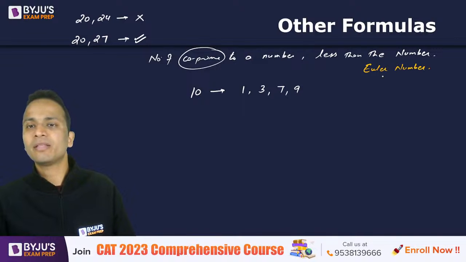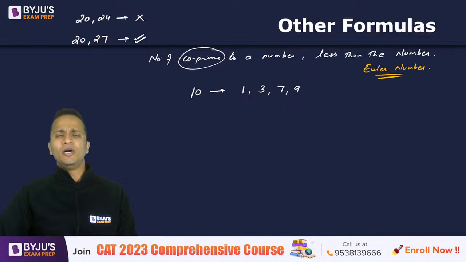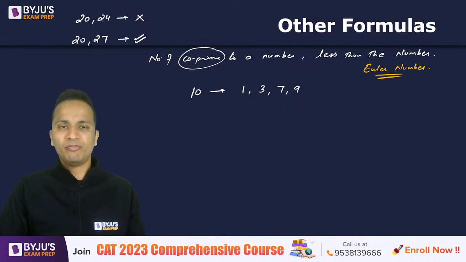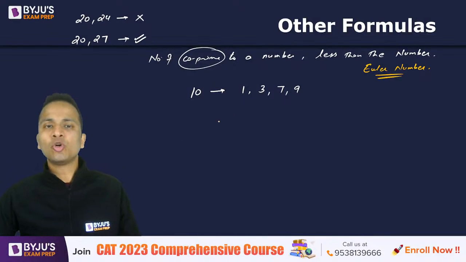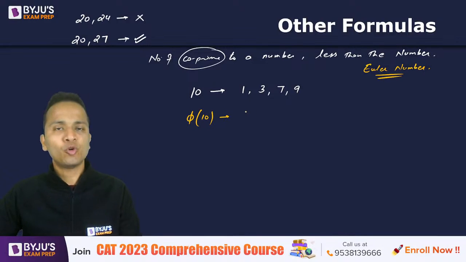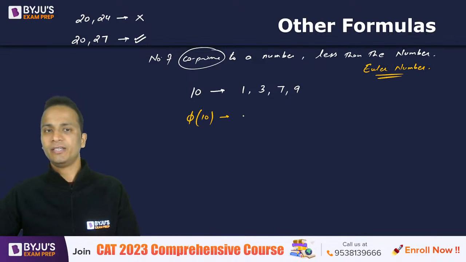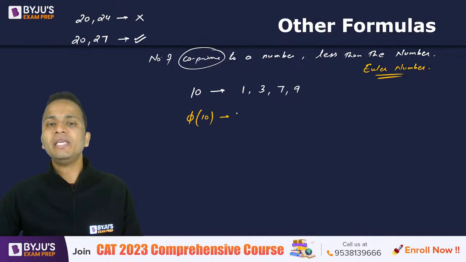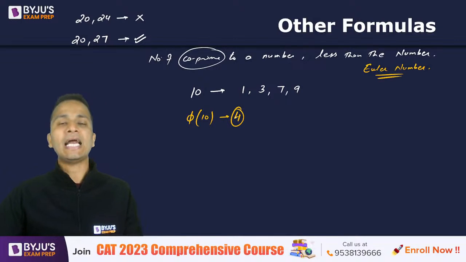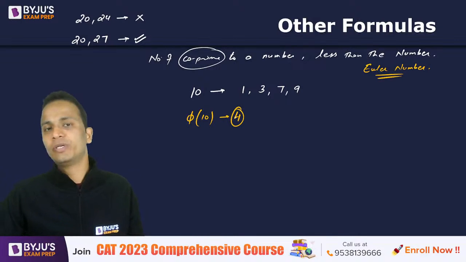So there is a remainder theorem, Euler's remainder theorem. In that, this particular Euler number will be helpful. Now this is denoted by phi of any number. So phi of 10 will represent the number of coprimes to 10 which are less than 10. So phi of 10 will be equal to 4. There are four numbers which are less than 10 and are coprime with respect to 10.